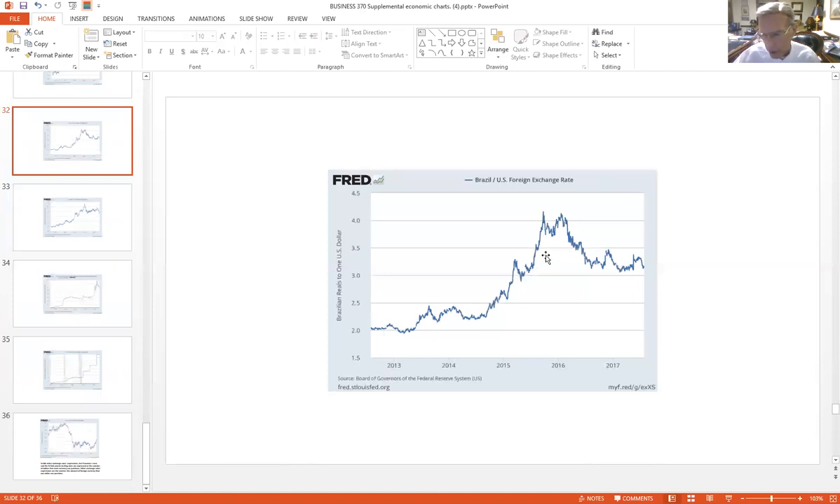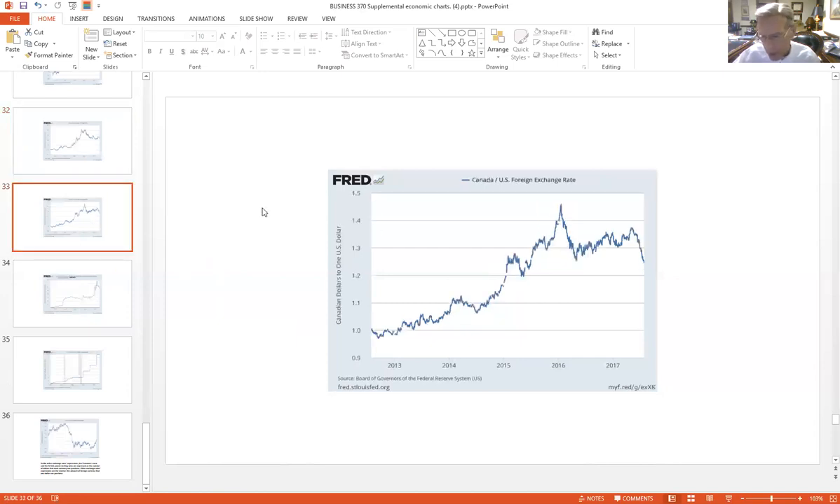So whenever you collect revenue in Brazil, regardless of the trend, you want to convert right away. This is the trend in Canada, the same kind of thing, a little bit different.